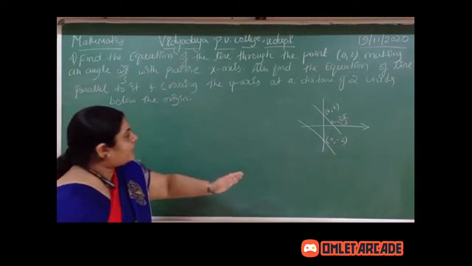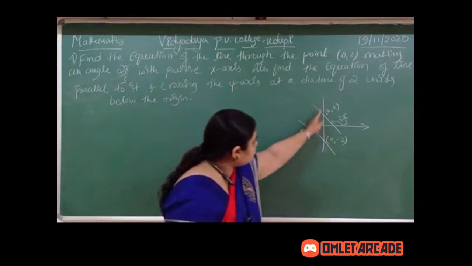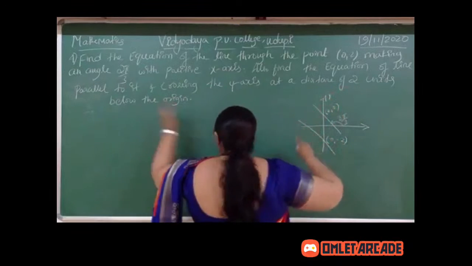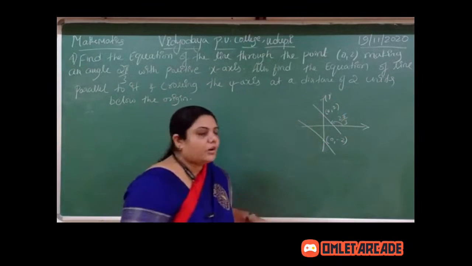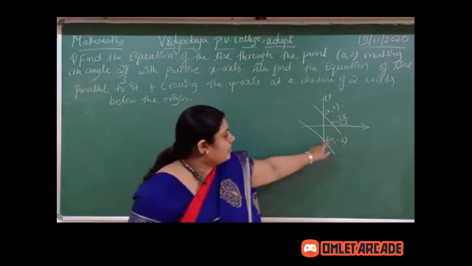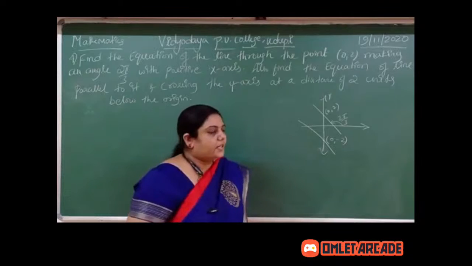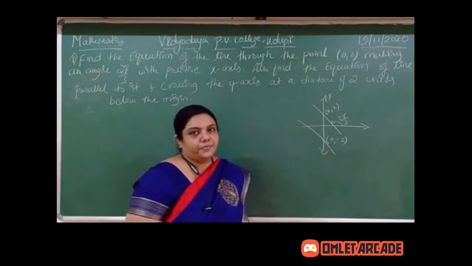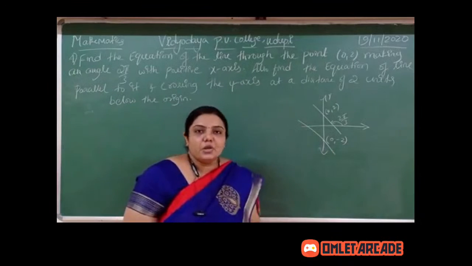It should be parallel, and crossing the y-axis at a distance of 2 units below the origin. They have clearly given below the origin, so it is the negative y-axis. So the point is (0, -2), isn't it? Again, to find the equation of this line, I got the point. But the question is how to find the slope.